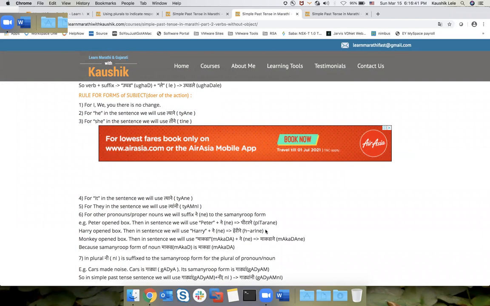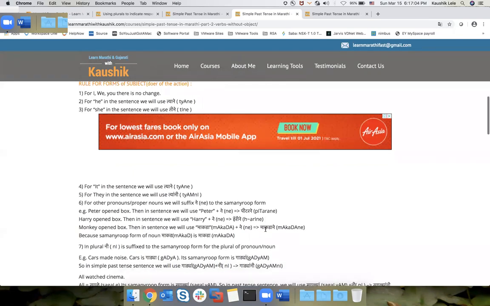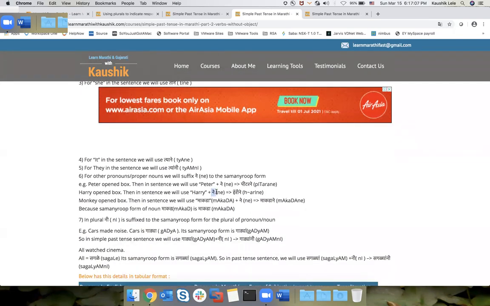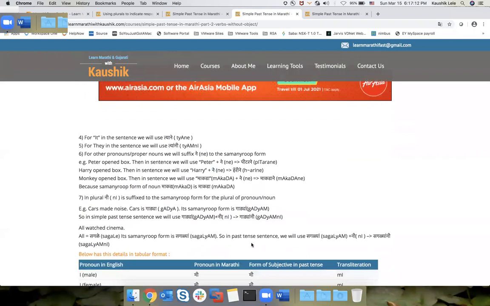And there is no exception to this. Okay. So you'll say me bhaji anli, I brought vegetables. Tu bhaji anlis, you brought vegetables. Amhi bhaji anli, we brought vegetables. But when you want to say Kaushik brought vegetables, you will say Kaushik ne bhaji anali, when it is singular. For plural, it will be ni. And for instance, Paola ne bhaji anli, for women or men.